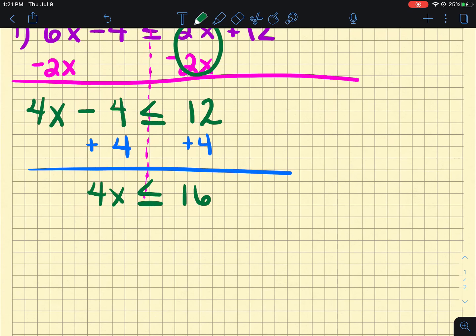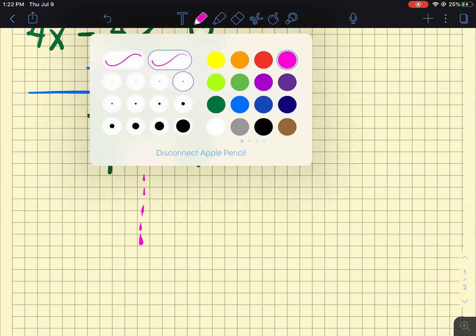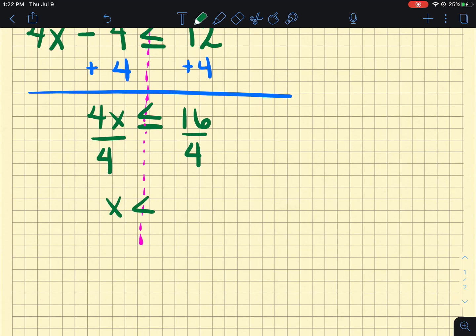Now it's time to separate the letter or the variable and the constant, the letter and the number. We need that 4 off the x. So what's going on between the 4 and the x? It's multiplication. It's the opposite operation. Division. Now this is the one that's forgotten the most. Remember, anytime you divide both sides of an inequality, check to see if you're dividing by a negative. If the answer is yes, you have to flip that inequality sign. If not, we're done. And we can go x is less than or equal to 4.